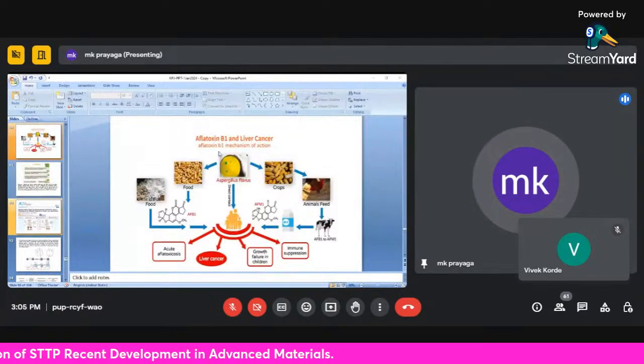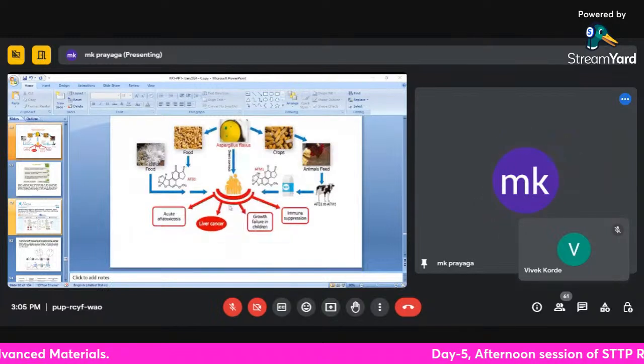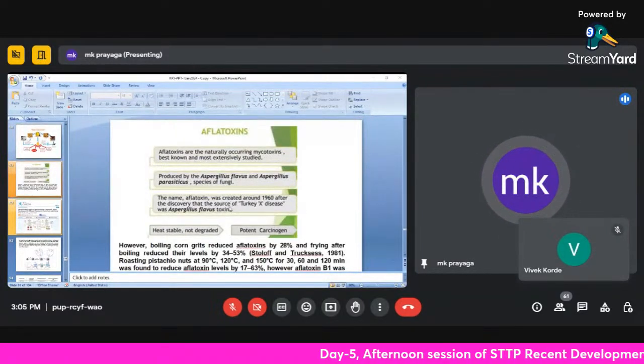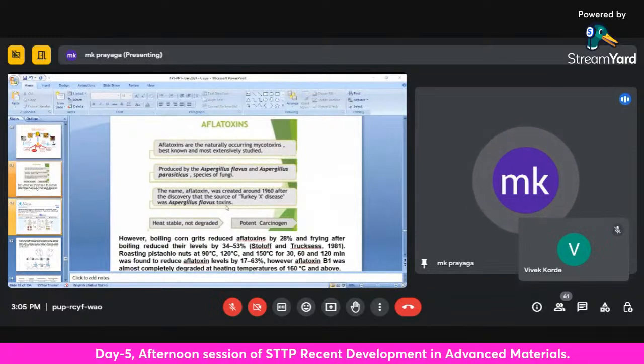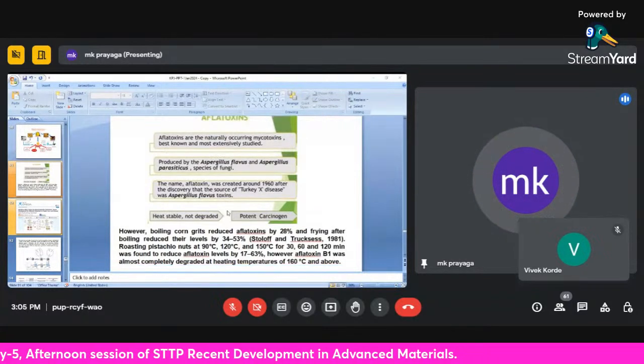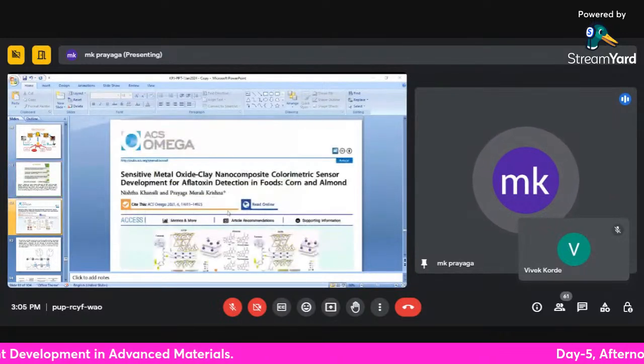And this is again mycotoxins, aflatoxin B1. This we did in our lab also. Aflatoxins are type 1 carcinogenic. Any food which we are consuming or exporting, it is mandatory to test and confirm. That means the standard agency like FSSAI has to give the confirmation.